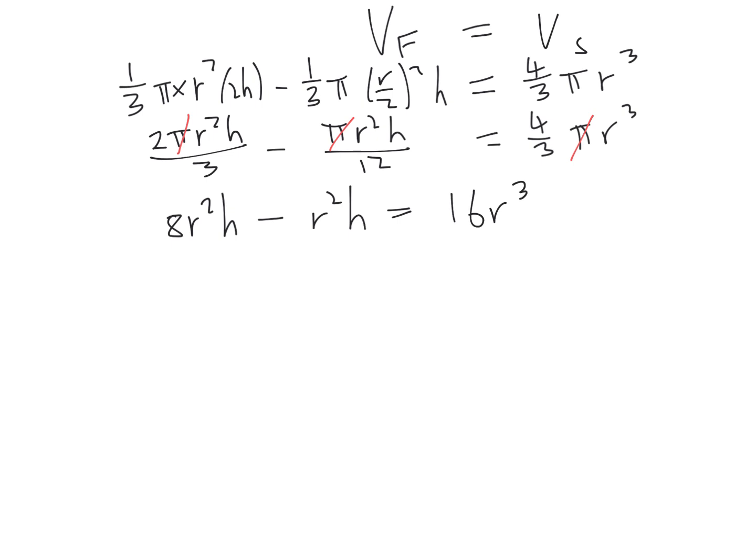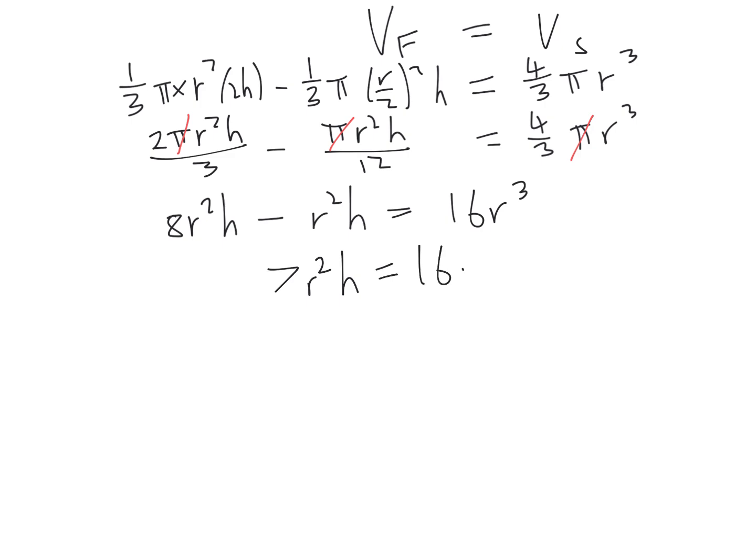Now before I go on, you could also consider these as two fractions to be subtracted. In this case, because I've got rid of the fractions, we can still bring these together. They're both like terms. They are both r squared h's. So if you have 8r squared h minus 1r squared h, you actually have 7r squared h.